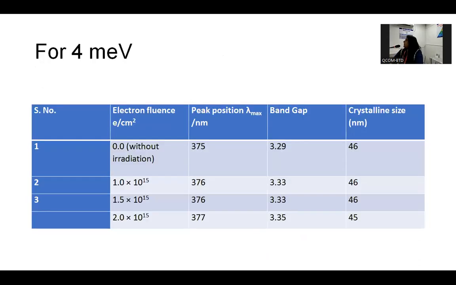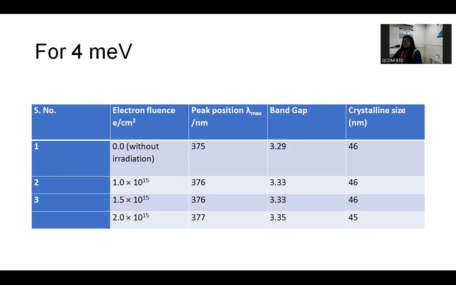When you see this compiled data for 4 MeV, 6 MeV, 8 MeV, the different irradiation processes that I'm talking about, here you see electron fluence. Electron fluence means the amount of electrons falling on a cross section, electrons per centimeter square, that is, the electrons falling onto a particular area. Here I have given different values of electron fluence. 0.0 means the first sample, where no irradiation is there.